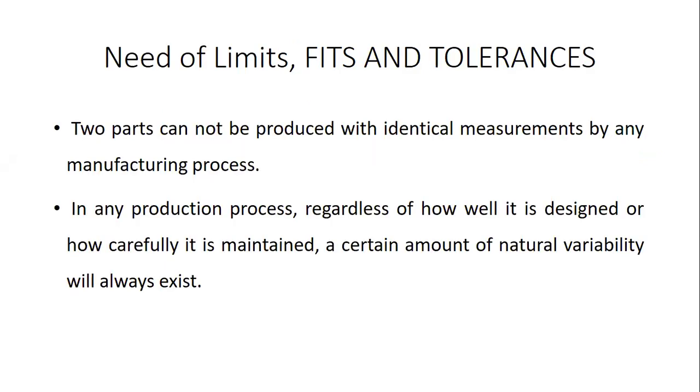What are the primary needs of limits, fits and tolerances? The first thing is that no two parts can be produced with identical measurements with zero tolerance. Practically that is not possible in any manufacturing process. In any production process, every part has a certain amount of variability that exists by nature. That variation is called the tolerance zone.